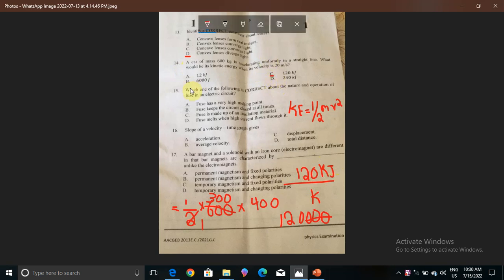Now question number 15, it says which one of the following is correct about the nature and operation of fuse in an electric current?